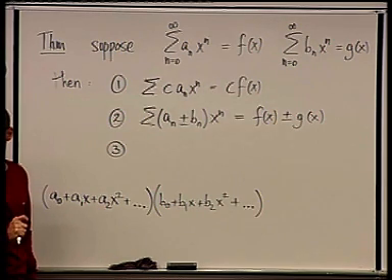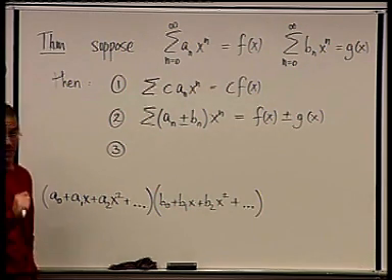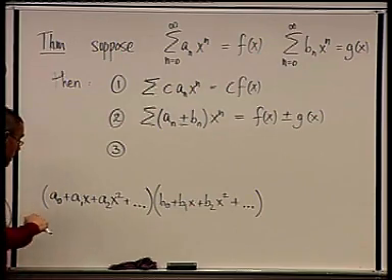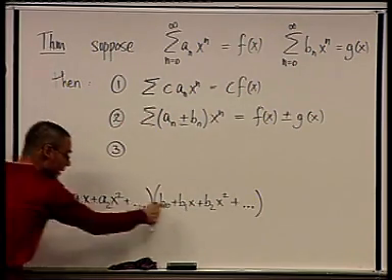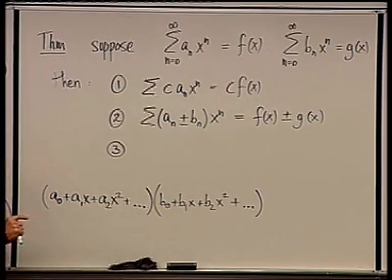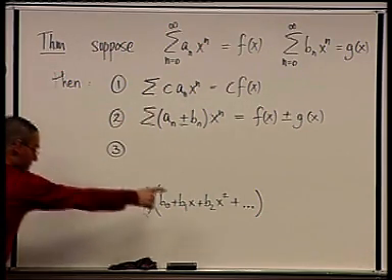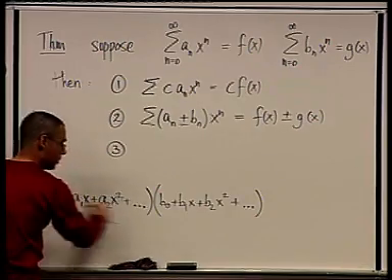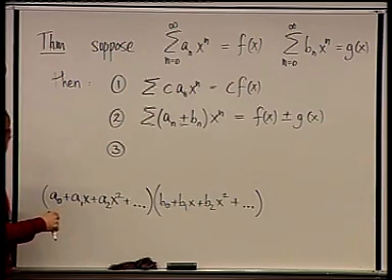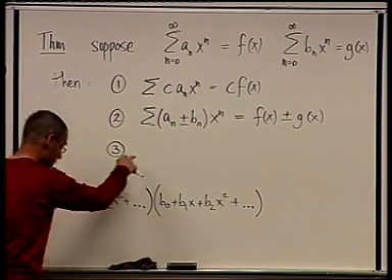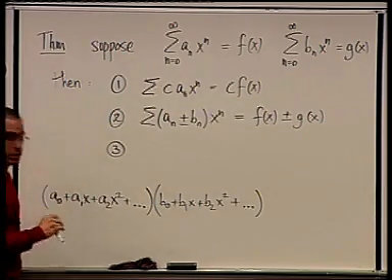Do you agree? What's going to be the coefficient of x? Just x. It's going to be A naught B1 plus A1 B naught. Do you agree? And so on. For x squared, you're going to get A0 B2 plus A1 B1 plus A2 B0. Do you see that? And so on. So this is the explanation for what I'm going to write here.